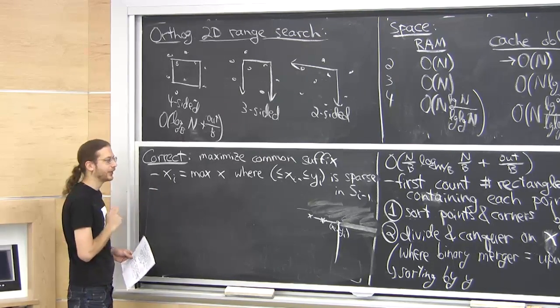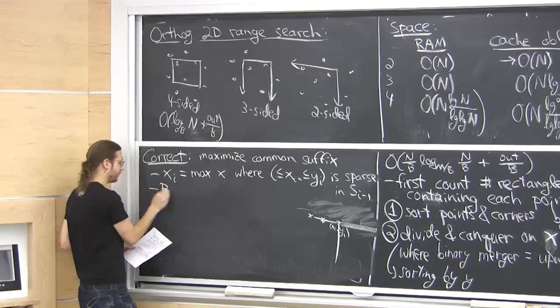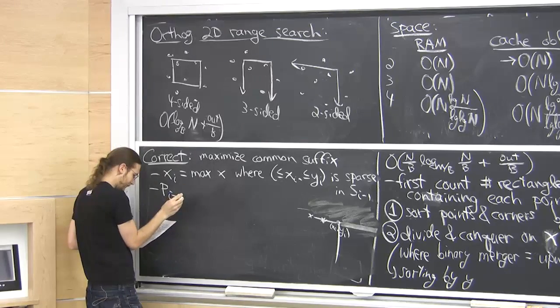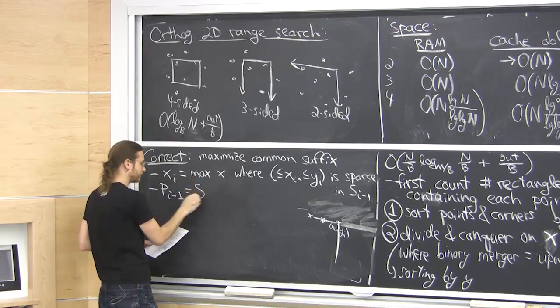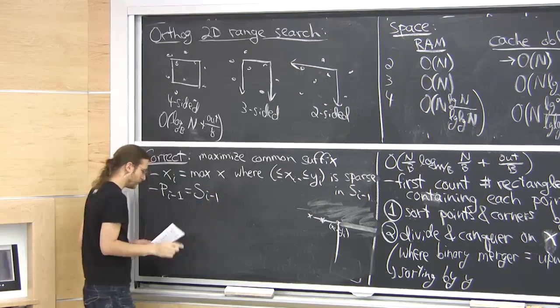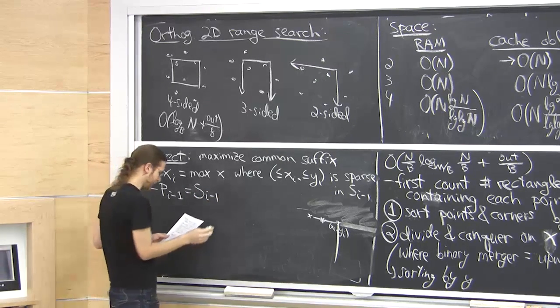We're going to redefine Si as well. So here's the fun part. If we have some Si minus 1, we're going to define a new thing, which is Pi minus 1.